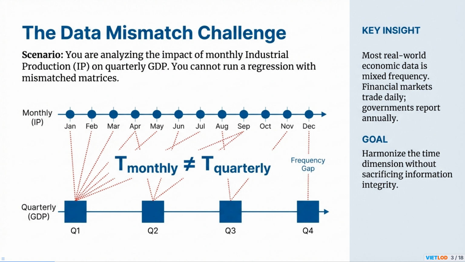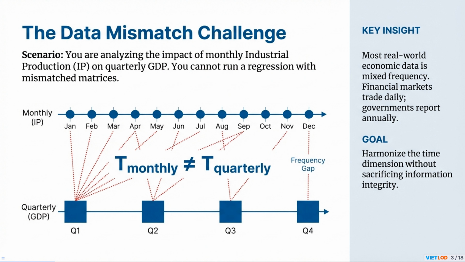The central issue is data mismatch. In econometrics, we often need our variables to have the same time dimension, or frequency, to run a regression. For example, you cannot directly regress monthly industrial production on quarterly GDP because the time vectors, T monthly and T quarterly, do not align, creating a frequency gap.